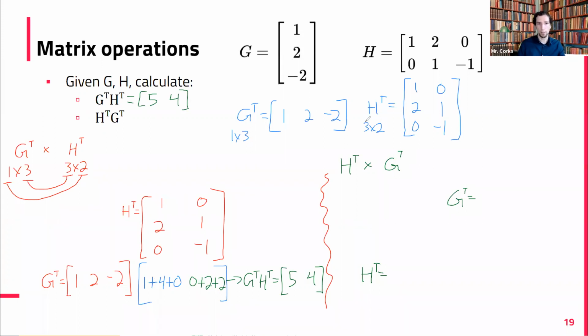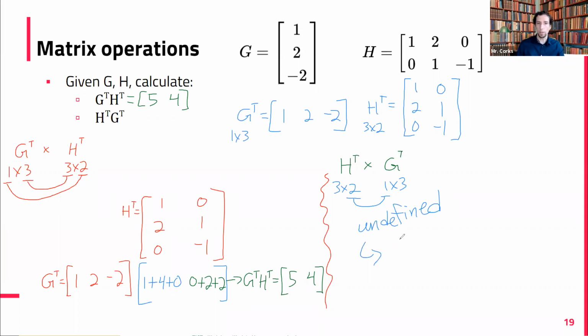All right, let's do this for the other one here. H transpose times G transpose. H transpose is a 3 by 2 matrix. G transpose is a 1 by 3 matrix. Is this operation possible? No, it's impossible, because the inside numbers don't match here. So we can skip trying to do the calculating and then finding the place that doesn't have a match. We just look at the inside numbers and say undefined.